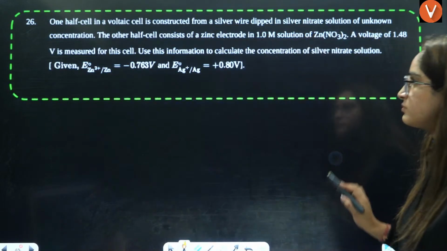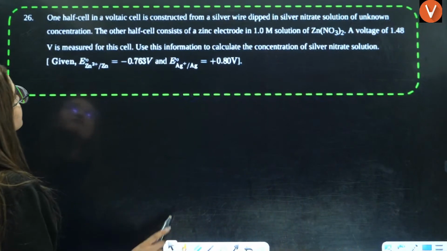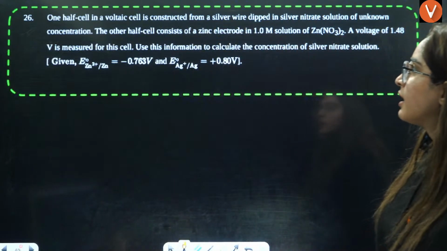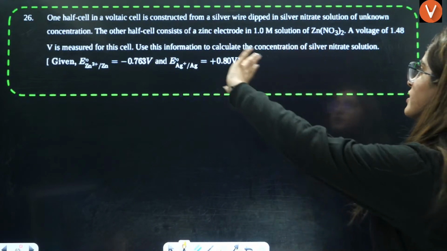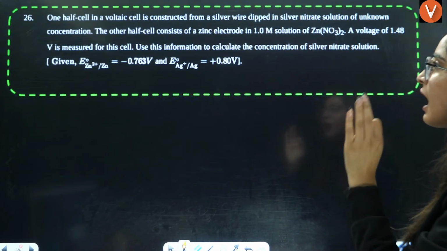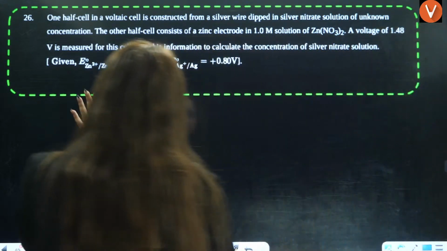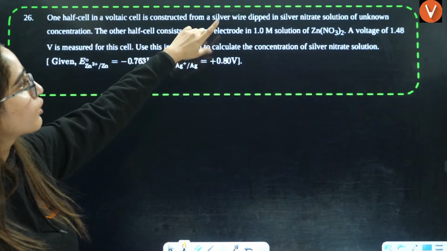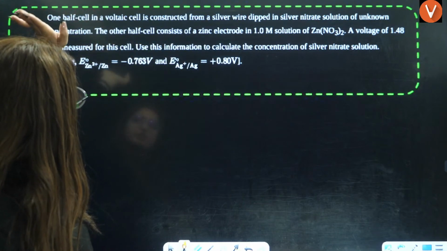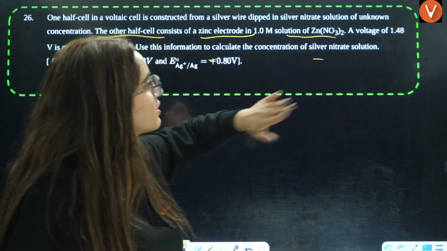Okay, chalo. Next question is, a voltaic cell, right? One half cell of the voltaic cell is constructed from a silver wire dipped in silver nitrate solution of unknown concentration. The other half cell consists of a zinc electrode in this much of ZnSO4. There are two half cells.